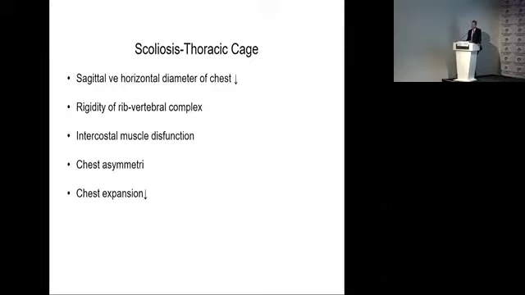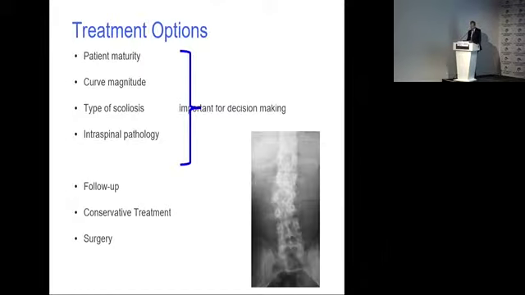You can see here how scoliosis affects our thoracic cage. It is not only a coronal plane problem, but together with it the sagittal and horizontal diameter of the chest are decreased by the scoliotic deformity. And of course, because of this kind of distortion, there is a rigidity of the rib-vertebral complex, also intercostal muscle dysfunction, together with the chest asymmetry, and all of these problems actually decrease the chest expansion.